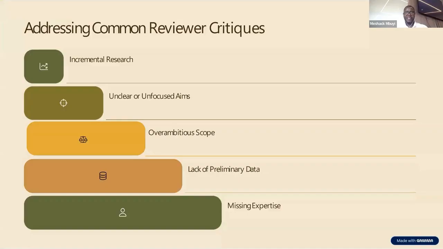Then how do you address common reviewer critiques? Remember, we've looked at this, the critiques commonly given by reviewers: research being incremental, research being unclear or unfocused, being overambitious in scope, lack of preliminary data, or missing expertise. So here are just a few tips of how you can address this.